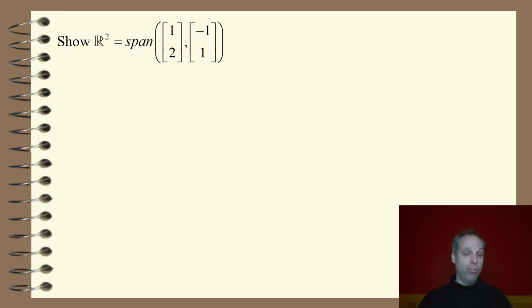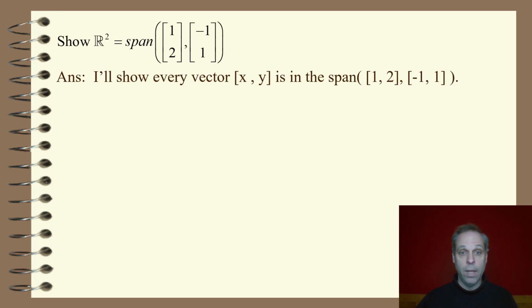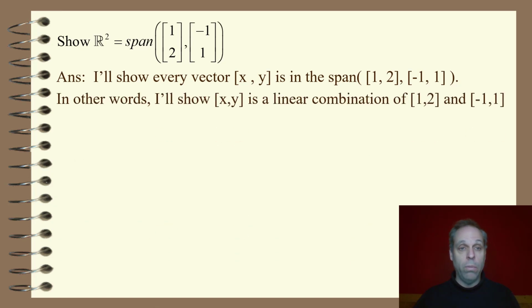All we have to do then to show that R2 is the span of those two vectors is show that every single vector in R2 is in the span. So, very similar to what we just did, I'm going to show that every single vector x comma y is in the span of those two vectors. In other words, I'm going to show that x comma y is a linear combination of those two vectors.